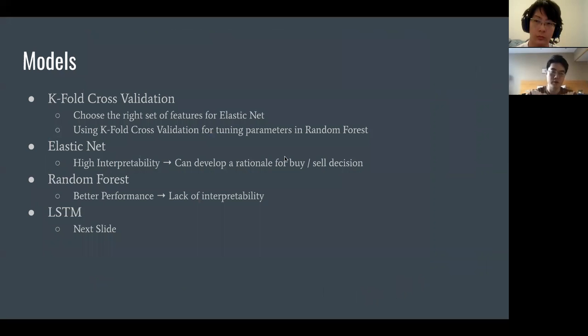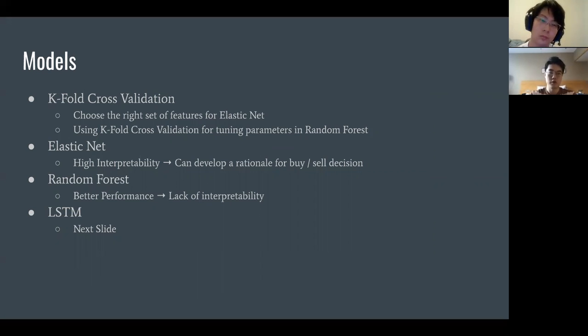And in terms of the models, we're going to use k-fold cross-validation a lot, in both elastic net as well as random forest, to choose the optimal set of features as well as the optimal parameters. In terms of the elastic net model, we're expecting high interpretability, but it's going to be a little weak compared to other models. And the random forest model is going to have better performance, but we can't really get much information out of it. So we're going to use both to understand the characteristics of the stock we're buying and selling.